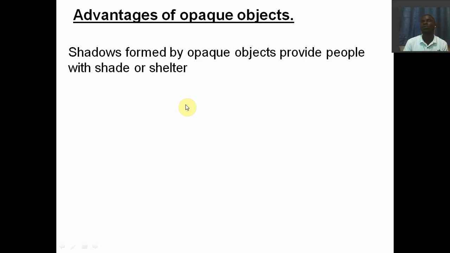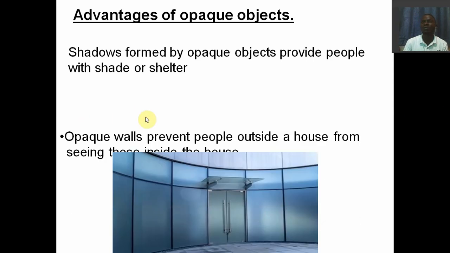So one of the advantages of an opaque object is that shadows formed by opaque objects provide people with shade or shelter. Even your house where you stay is an opaque object, so it provides shelter for you to be comfortable.